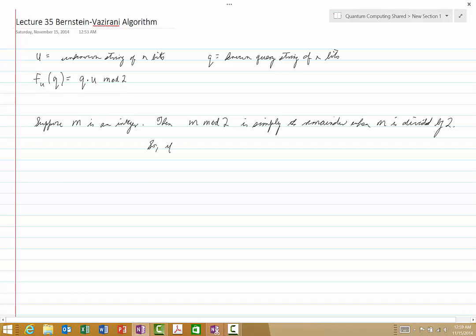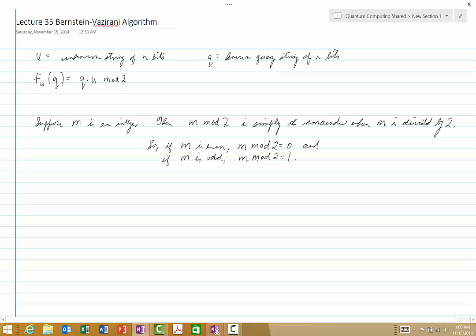So if m is even, m modulo 2 equals 0, and if m is odd, m modulo 2 equals 1. And these are the only two possibilities. If you were talking about modulo 3 arithmetic, then there are three possibilities, 0, 1, and 2. If you were talking about modulo 4 arithmetic, there would be four possibilities, 0, 1, 2, and 3. But for modulo 2, there's only two possibilities, 0 and 1, and if m is even, then m modulo 2 is 0. If m is odd, then m modulo 2 is 1.